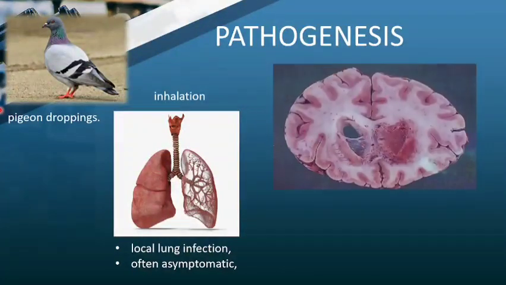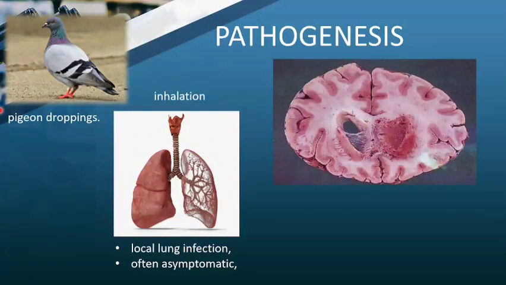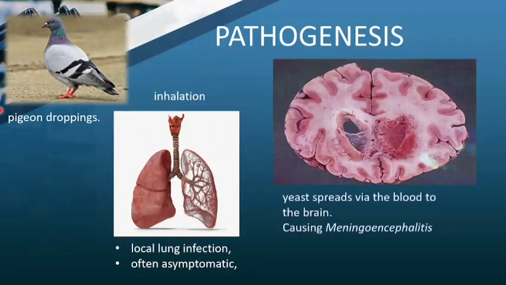Then it will find its way to the brain. It's a hematogenous spread. So in the brain, this will cause a condition known as meningoencephalitis. Because most people call it meningitis, but to be honest, it also causes the inflammation of the brain itself. So meningoencephalitis is the new term.